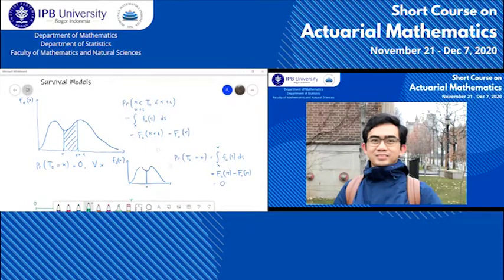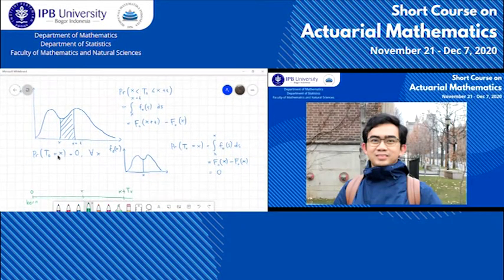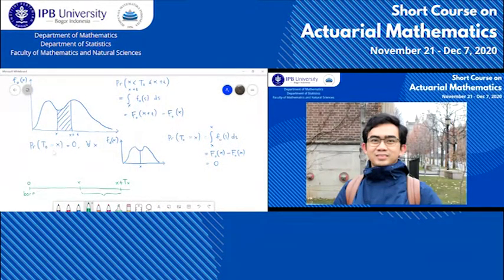And the probability of T0 being equal to X is equal to 0. We can see from this graph that the area under the curve is 0.